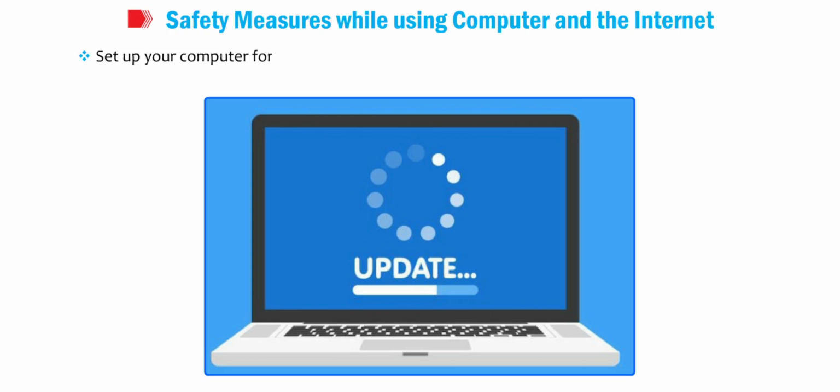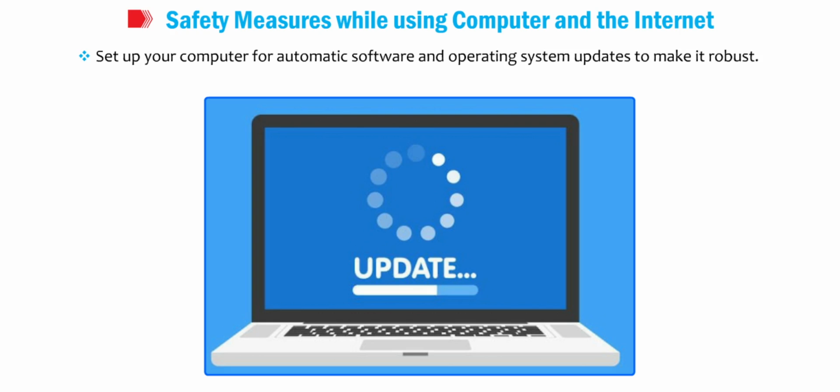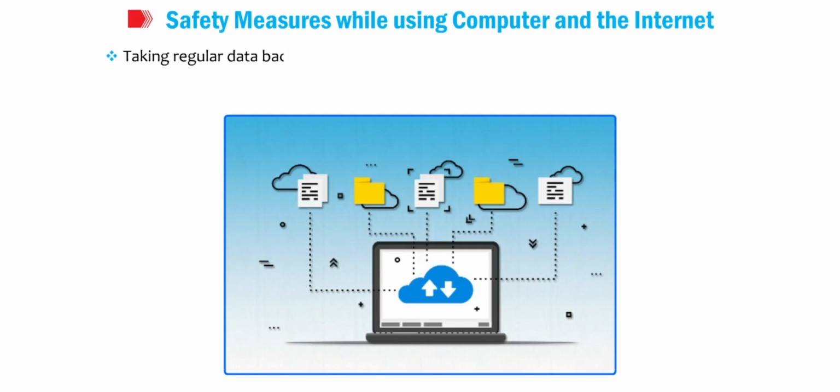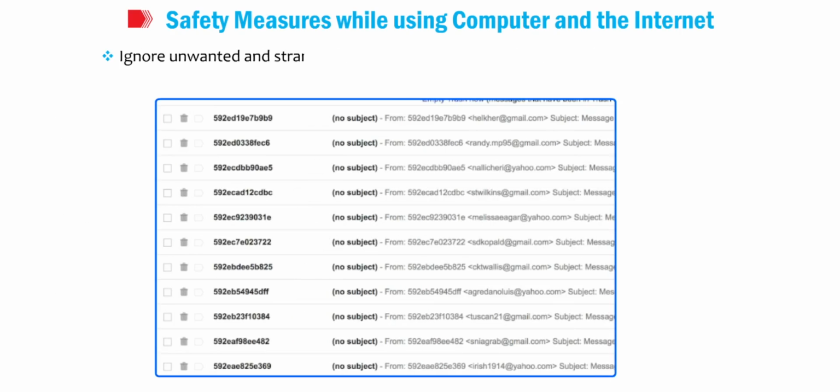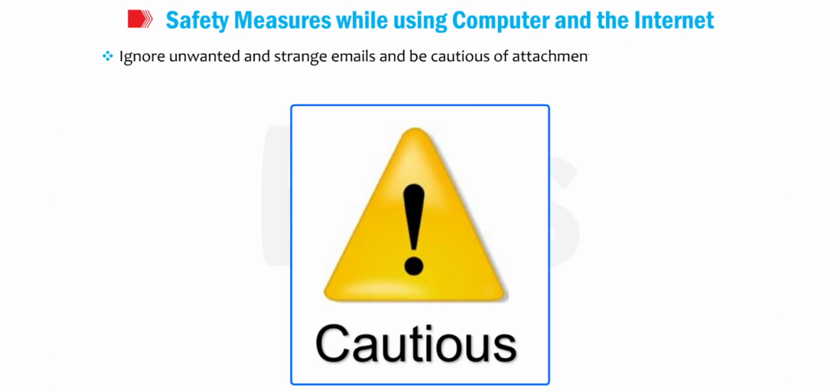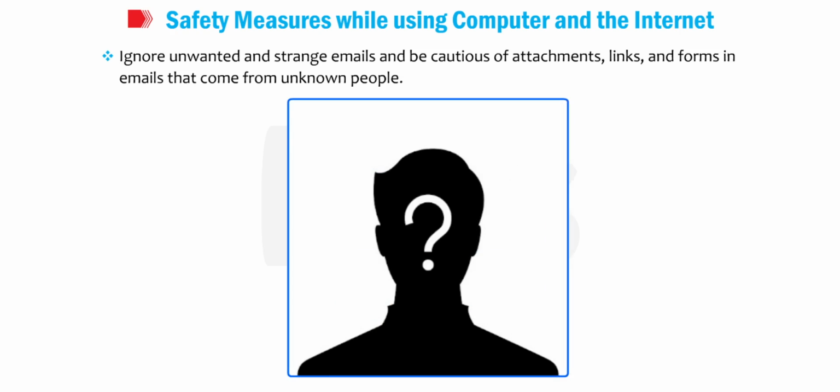Set up your computer for automatic software and operating system updates to make it robust. Taking regular data backup is the primary and most reliable method of data protection. Ignore unwanted and strange emails and be cautious of attachments, links, and forms in emails that come from unknown people.